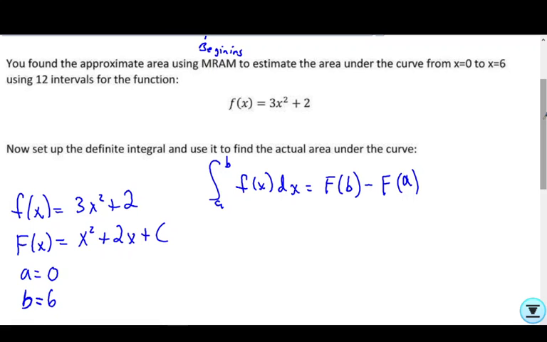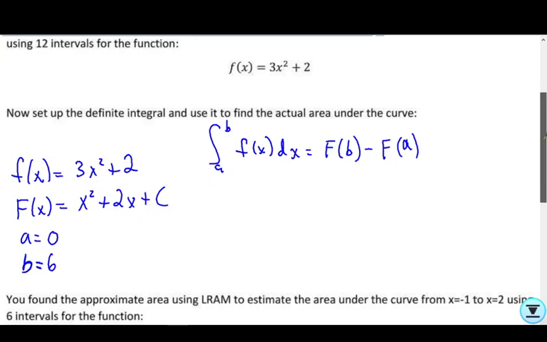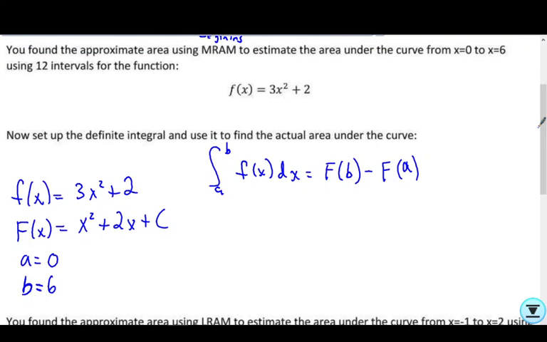Okay? So, here we go. Plug in everything here. So this means I've got the integral from 0 to 6 of 3x squared plus 2 dx. Okay? That's going to be equal, and this is where I plug the antiderivative in. So I get, sorry, this is supposed to be cubed, x cubed plus 2x from 0 to 6. Okay, so this is the integral evaluation bar.